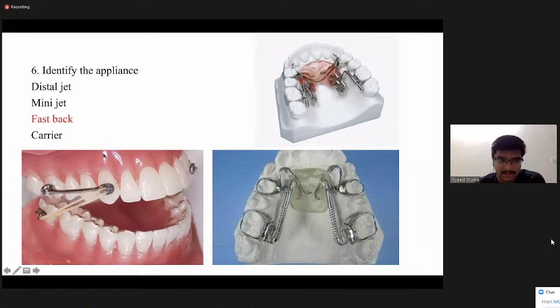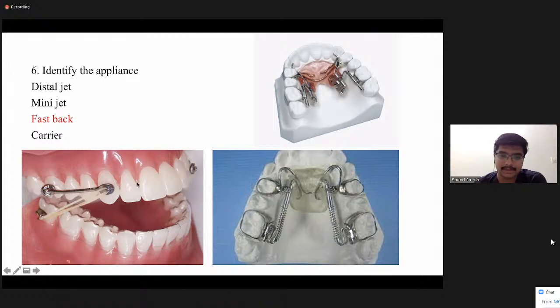What will be mini jet? Mini jet is nothing but a refined form of a distal jet, and this has been developed to counteract the amount of anchor loss that I was speaking about a few moments back, to reduce the amount of anchor loss. That is, the whole appliance will be anchored to a mini implant which is placed in the palatal shelves in the anterior region. That means the premolars and the canines will have less tendency to move forward, thereby increasing the efficiency of the molar distalization. So mini jet will be a form of a distal jet, but with a combination of the mini implants.